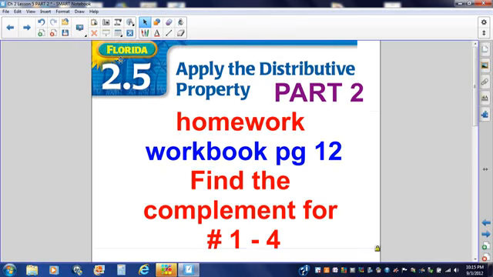Notes for today, we will be continuing lesson 2.5. This will be part 2 of the distributive property. So please write in your notes/homework spiral: lesson 2.5, part 2, distributive property.